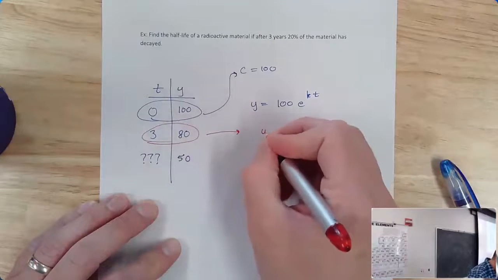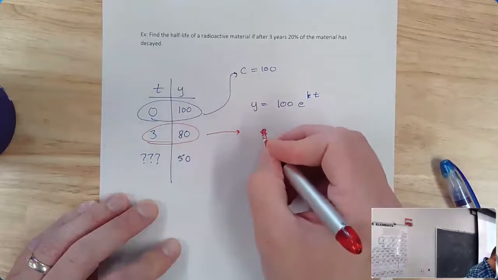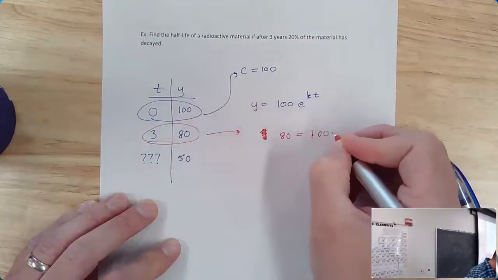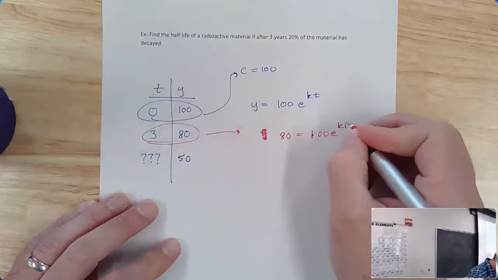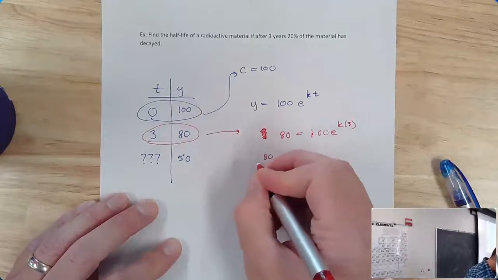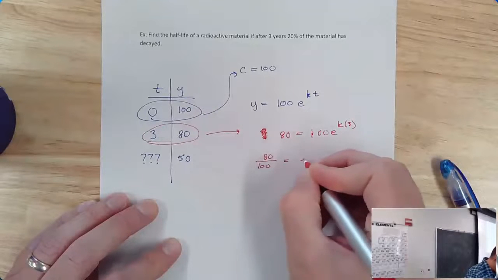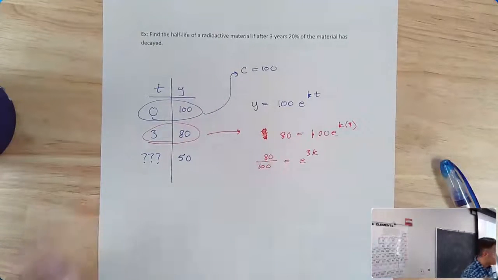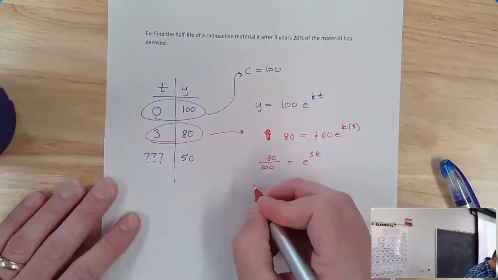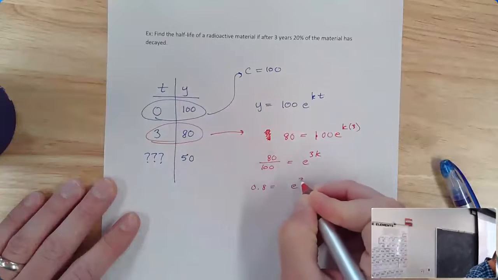So I'm plugging in 80 for y. We're going to have 80 equal to 100 e to the k times 3. If I divide both sides by 100, I have 80 divided by 100 equal to e to the 3k. This is a place where I probably would choose to use a decimal. You could totally write 80 divided by 100, that reduces to 4/5, or you can just say it's 0.8. I think that's probably nicer. So I'm going to say 0.8 equals e to the 3k.